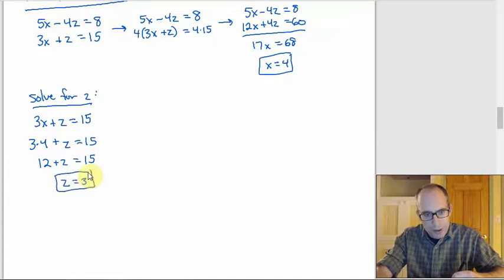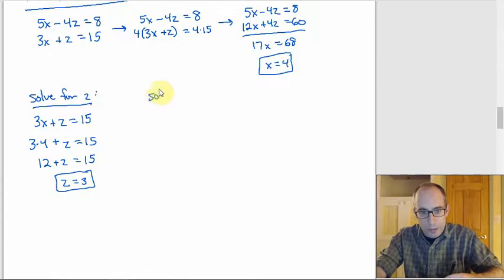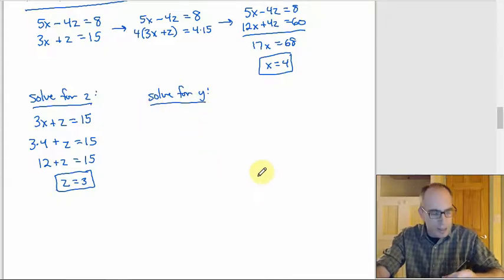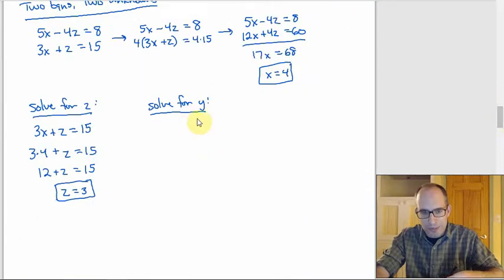All right, so now we got that. And then we got to go back and solve for y. And you can just pick any equation with a y in it. So if I go up here, the first one's got a y in it, and so does the second. The second one's got smaller numbers. Let's go with that. So 2y plus z equals 1.